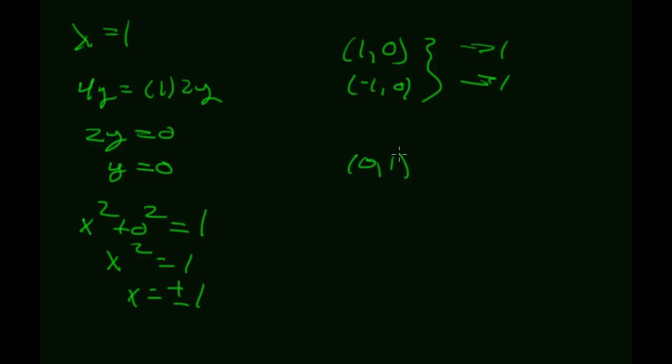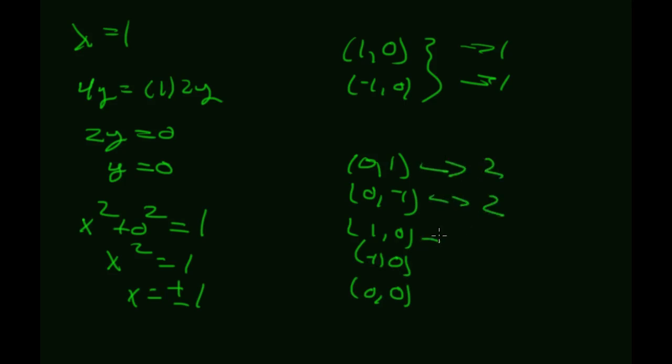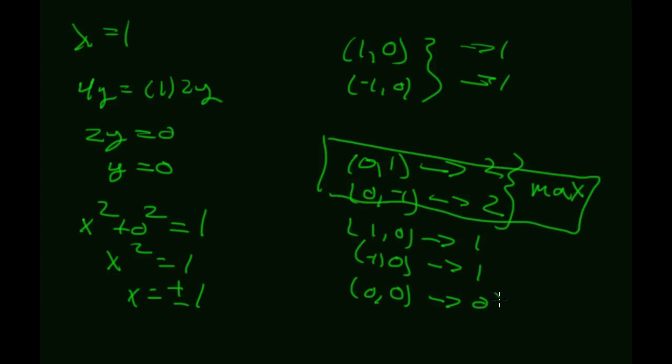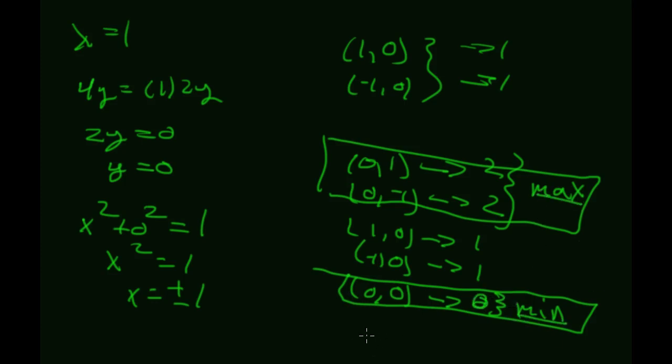Okay, so now I end up with a total of 5 critical points. I have 0, 1, 0, negative 1, 1, 0, negative 1, 0, and the point 0, 0. This one yielded 2, this one yielded 2, this one yielded 1, this one yielded 1, this one yielded 0. So this is where my maximum occurs, and it's on the boundary. This is where my minimum occurs, which is in the center of the domain, and I have solved the optimization problem both for max and for min over the given domain.